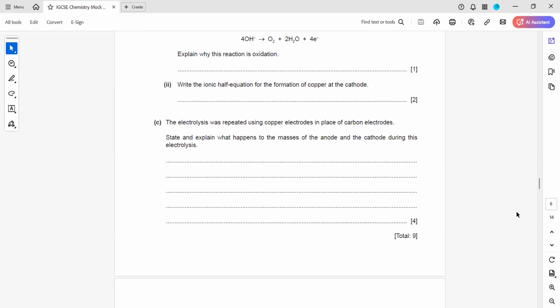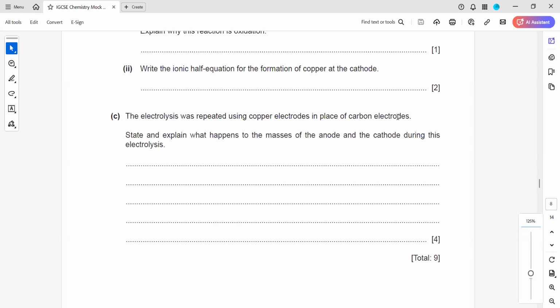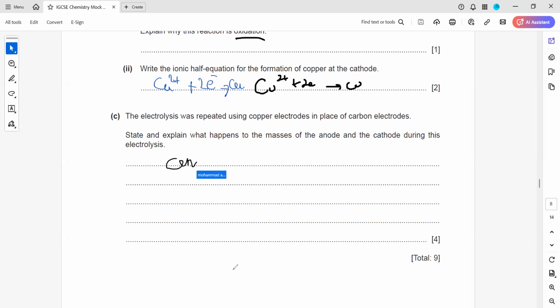Write an ionic half equation for the formation of copper at the cathode. So copper ions are there, attracted towards the cathode. Copper is 2 plus. It will take 2 electrons and form a copper atom. This change is called reduction. Can we say gain of oxygen or loss of oxygen? No, whenever there is a question about oxidation or reduction, always write the definition in terms of electrons. Don't use the term oxygen. The copper ion gains electrons and turns into a copper atom.